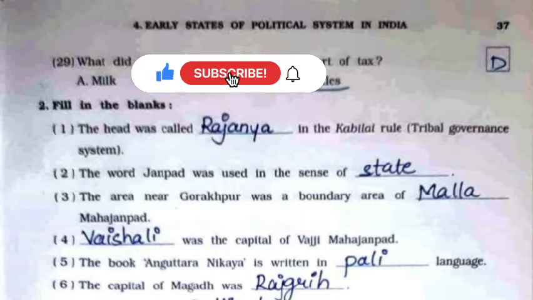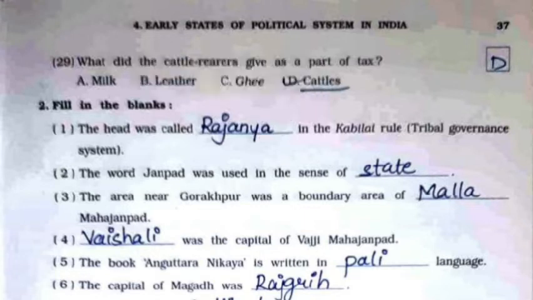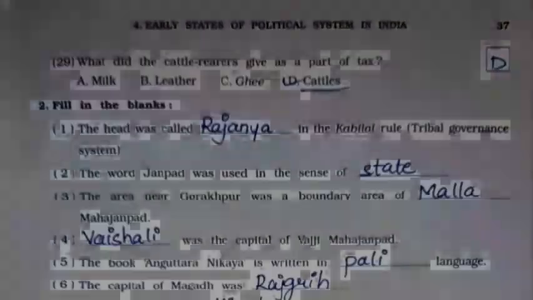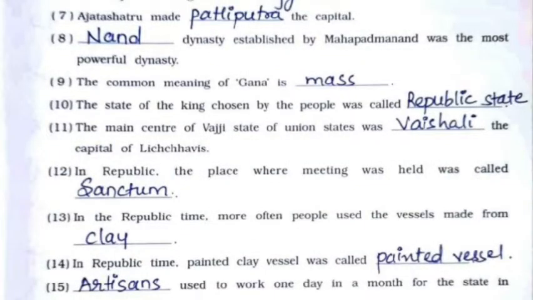Fourth, Vaishali was the capital of Vajji Mahajanpada. Fifth, the book Anguttara Nikaya is written in Pali language. Sixth, the capital of Magad was Rajgre. Seventh, Ajashatru made Patliputra the capital. Eighth, Nanda dynasty established by Mahapadmanand was the most powerful dynasty.